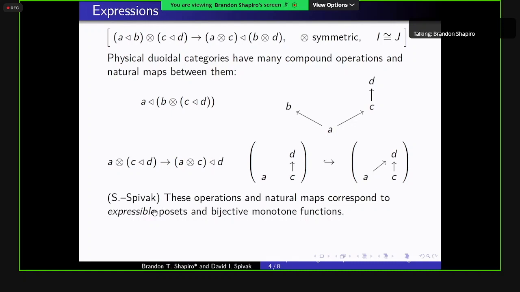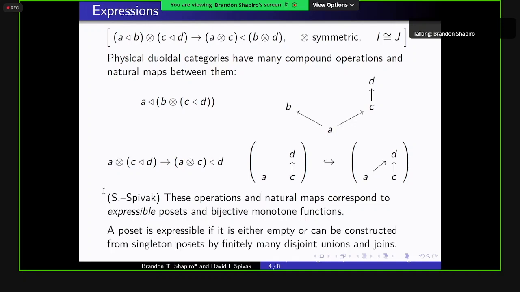So I use this word expressible because we don't actually get all posets this way, or even all finite posets. And so expressible posets are basically just defined to be the ones that arise in this manner. So either they're empty, corresponding to the unit, or they are some combination of joins and disjoint unions of singleton posets. So we call them expressible because there is some expression in terms of tensor and tri that, when applied to singleton posets, gives us the poset that we're working with.